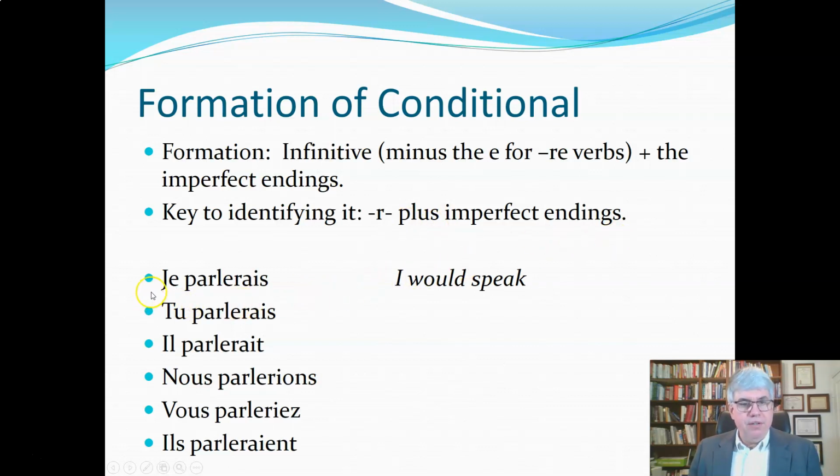So here's the conjugation. Je parlerais, I would speak. Tu parlerais, you would speak. Il parlerait, he would speak. Nous parlerions, we would speak. So here we've got the IONS, because that's what we use for the imperfect for the we form. Vous parleriez, you would speak, and ils parleraient, they would speak. So notice how all of them have an R and an I in the ending. That's what you look for in the conditional: an R and an I.